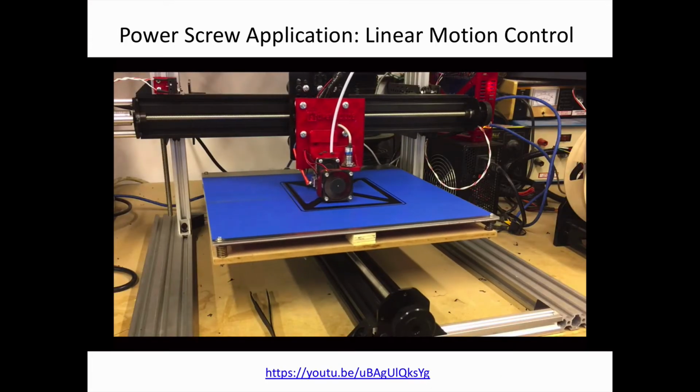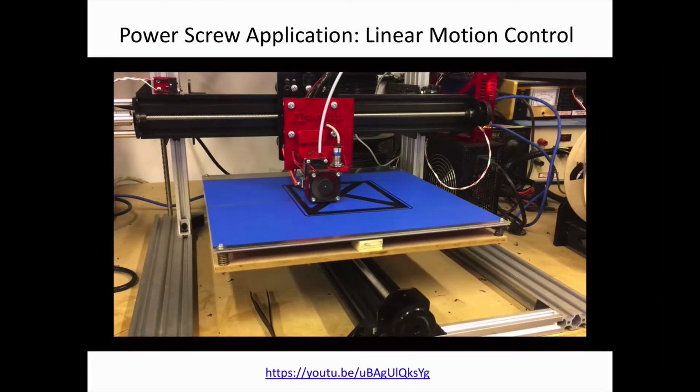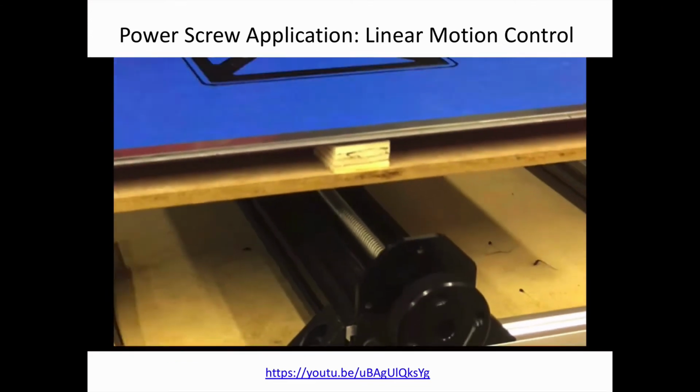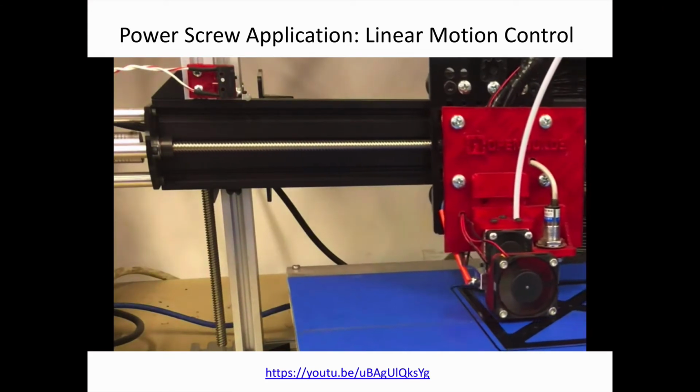Here's a video of someone else's 3D printer. Here we see a lead screw that is controlling motion in the x-axis, another one in the y-axis, and then there's a third one that can control motion in the z-axis, the vertical axis.